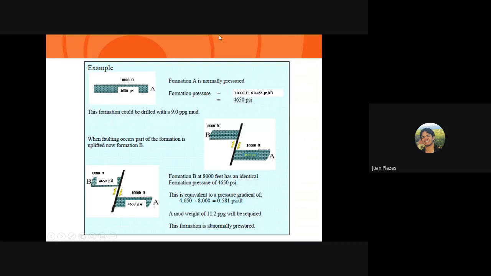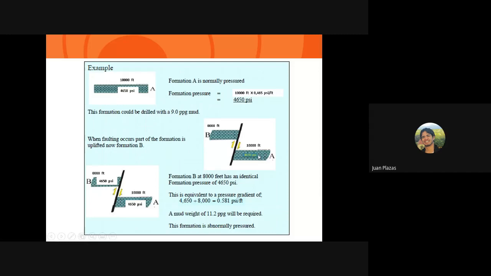To go back to here, let's give an example, and it's faulting. What's going on with faulting? Formation A at 10,000 feet is normally pressurized. So for formation A, using the normal formation pressure gradient, 0.465, formation pressure equals 4,650 PSI. So it's normal formation pore pressure here. What's going on here? Uplifting or faulted.